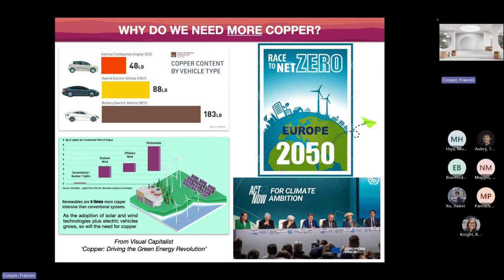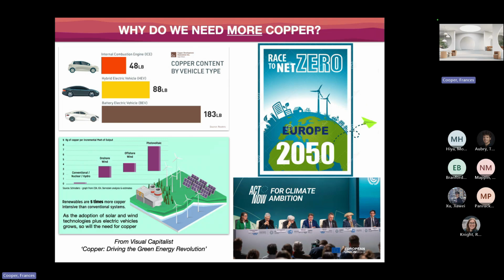So just as an example, when we think about an electric vehicle, a typical petrol engine, internal combustion engine vehicle, and this is an American diagram, so it's in pounds, I'm afraid. A typical petrol vehicle requires about 48 pounds of copper, whereas a hybrid electric vehicle is almost double that, 88 pounds of copper. A fully battery electric vehicle, your Elon Musk Tesla, is 183 pounds of copper. So almost 4 times more copper is required for an electric vehicle.